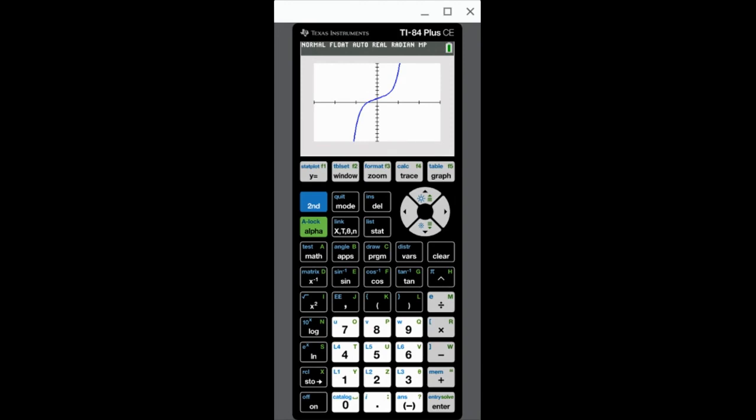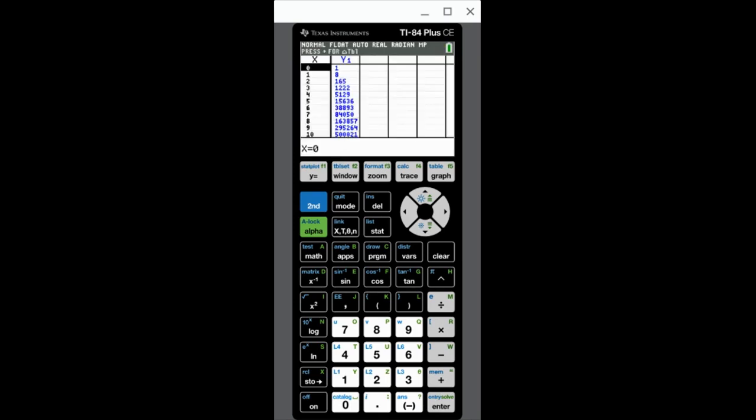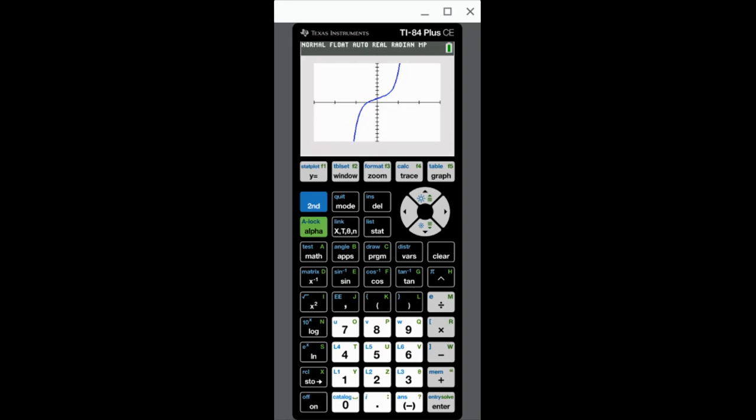All right, so let's try to draw a sketch of that. If you wanted to get an exact point, it looks like that point is (0, 1). We could look at the table. Yeah, that point in there is (0, 1). All right, but it looks like the left is cupping down and then the right is cupping up. So let's sketch that on our papers.